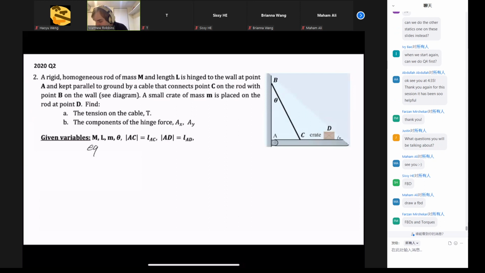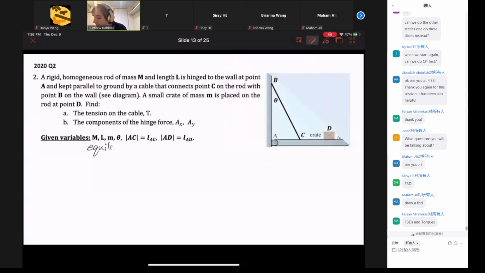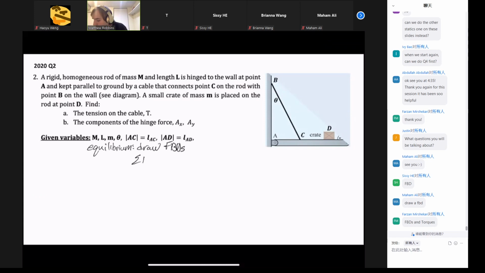So equilibrium. Draw your free body diagrams. And then in an equilibrium problem, you also know that the sum of the forces are equal to 0 and the sum of the torques are equal to 0. So once you have your free body diagram, you basically just apply Newton's second law. You would get your basic equations, then you can solve them for whatever you need to know.